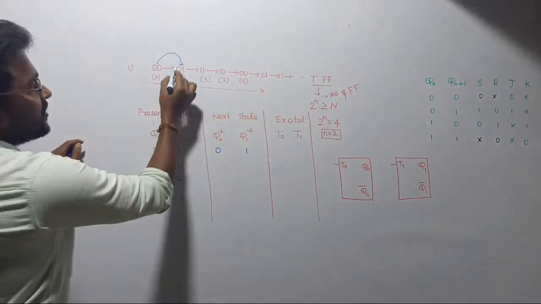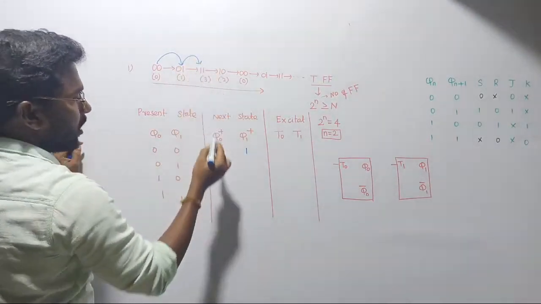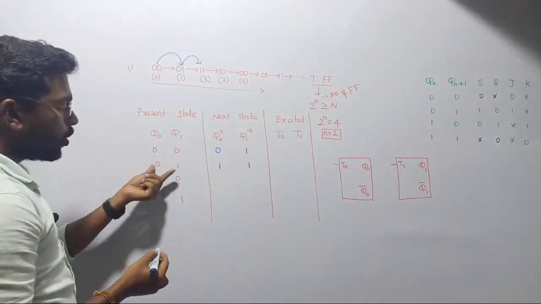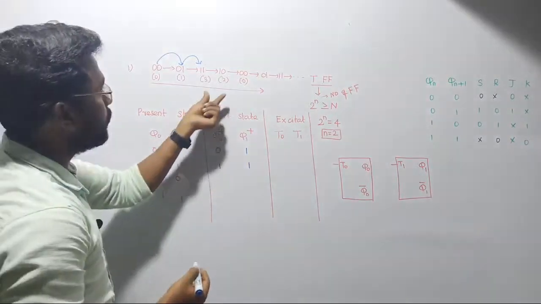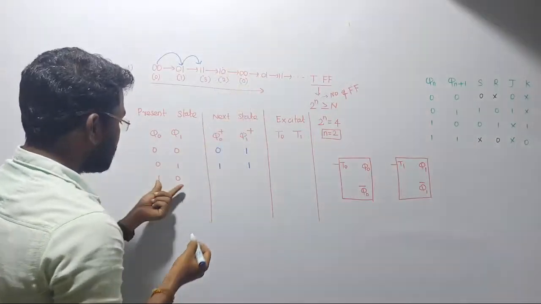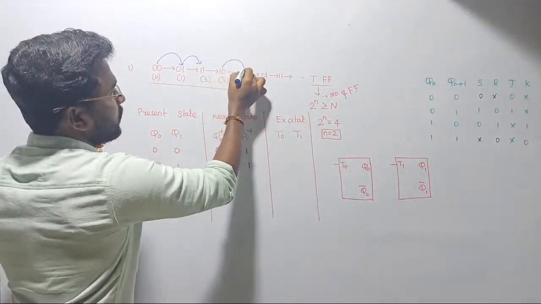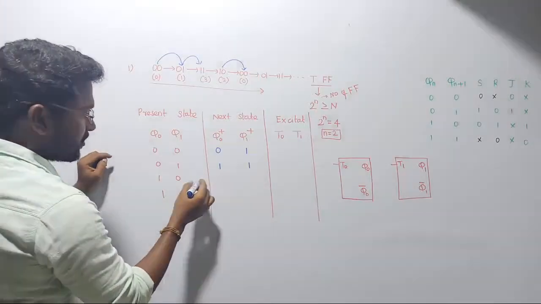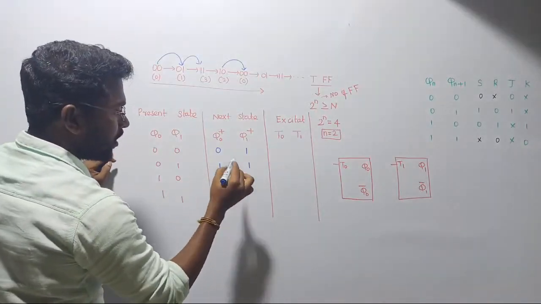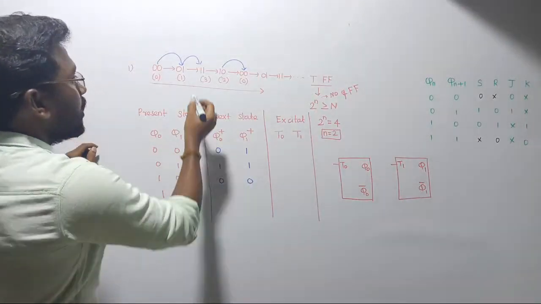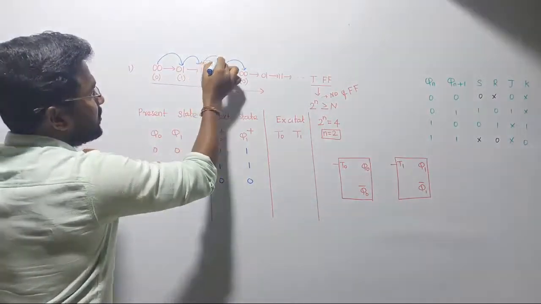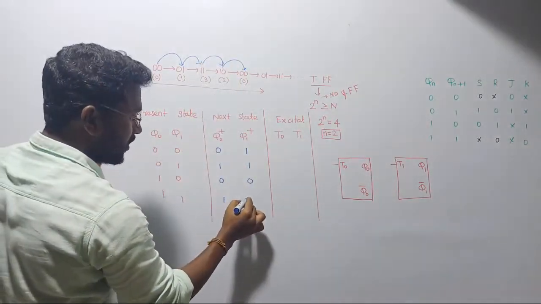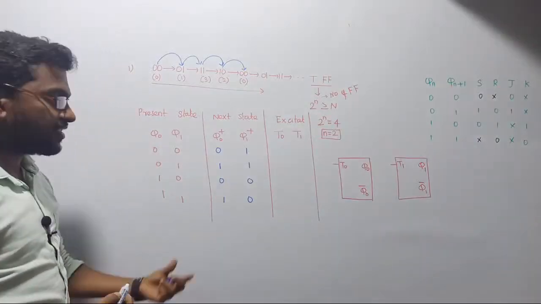Suppose if your present state is 0 1, then next state will become 1 1. If present state is 1 0, its next state will become 0 0, right? Similarly, if your present state is 1 1, then its next state will become 1 0. This is how we are simply writing.